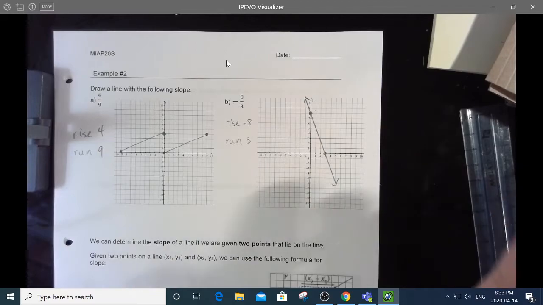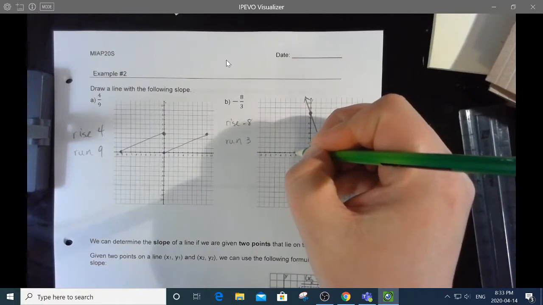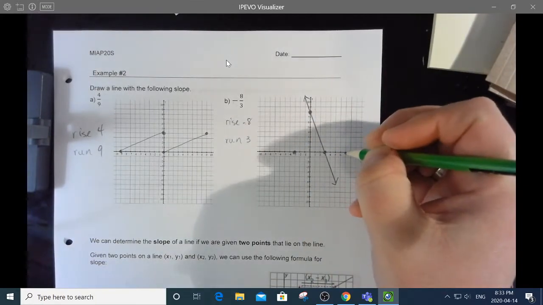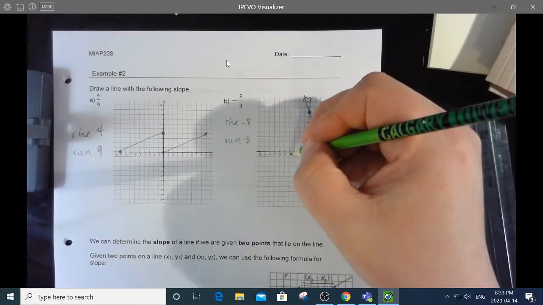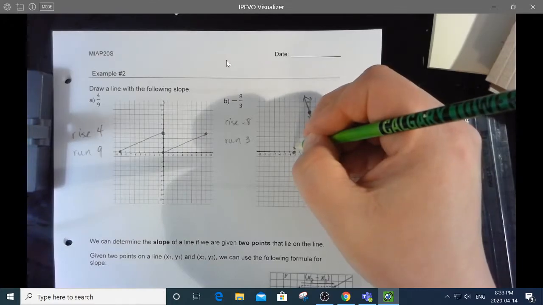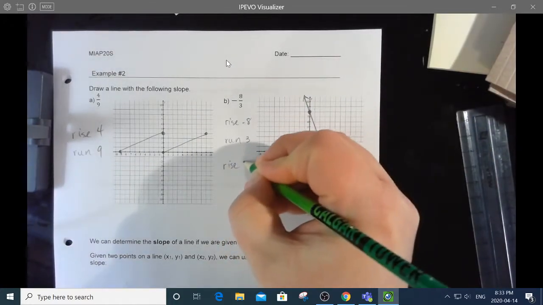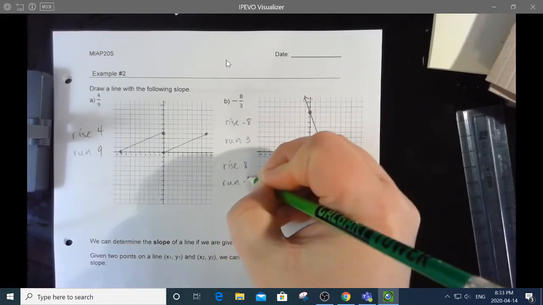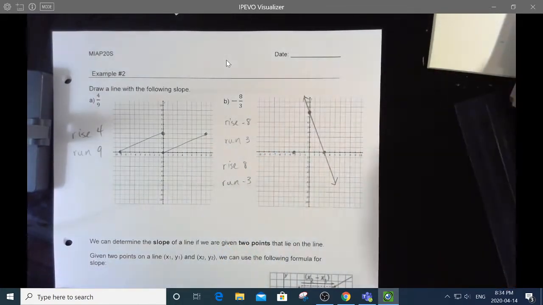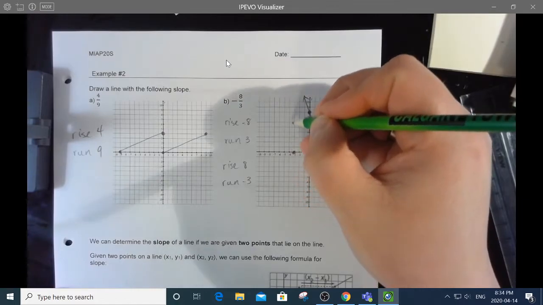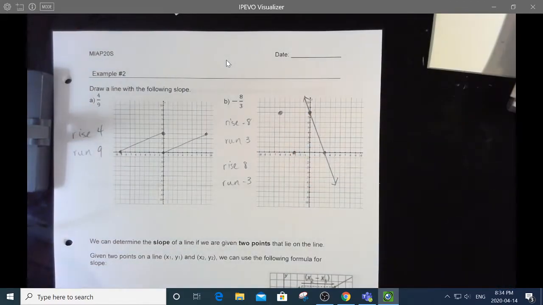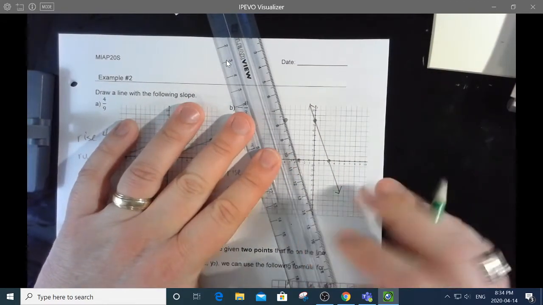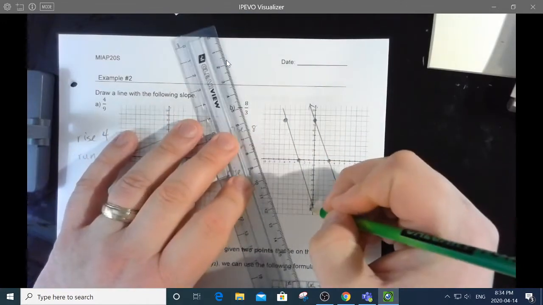Please notice it would have been fine to start, say, here at -3, and go up 8 and then go 3 to the left. So I could do a rise of positive 8 and a run of negative 3. And notice I'd get the exact same shaped line. So if I go 8 up and 1, 2, 3 to the left, notice I get another line that looks the same as my first line.